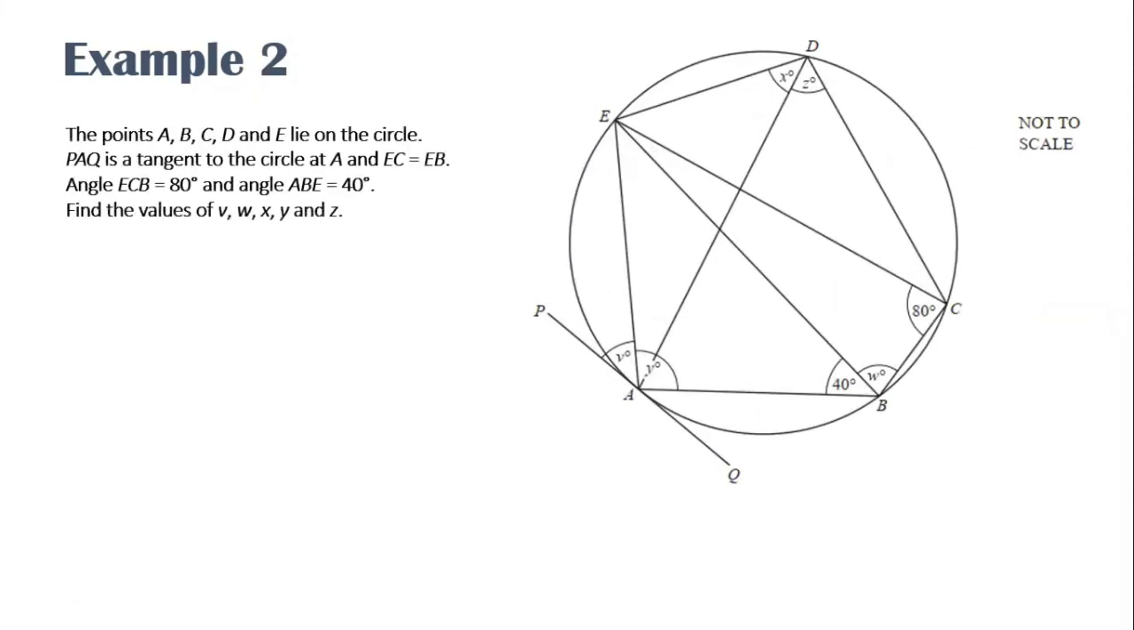The points A, B, C, D, and E lie on the circle. PAQ is a tangent to the circle at A and EC equals EB. Angle ECB is 80 degrees and angle ABE is 40 degrees. Find the values of P, W, X, Y, and Z. This question is very easy, right? Okay, students, we go to the solutions. Are you ready? Okay.